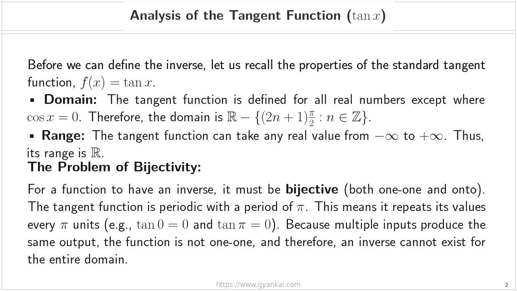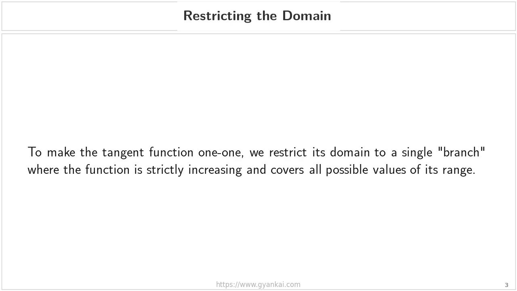This creates a problem that we must solve, which leads us to our next topic, restricting the domain to create a bijective branch. Restricting the domain. Now that we have established why the tangent function is not naturally one-to-one over its entire domain, let us look at how we can resolve this issue. To make the tangent function one-one, we must restrict its domain to a single branch.